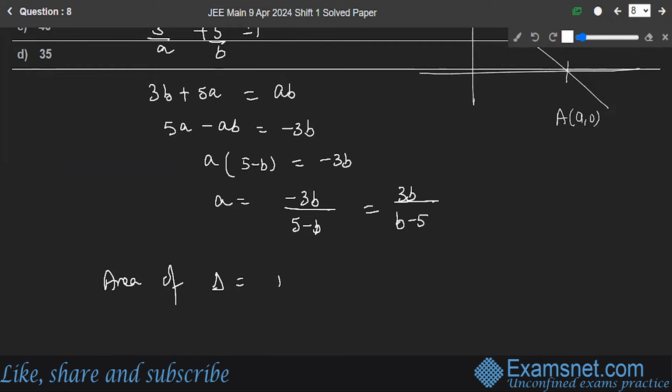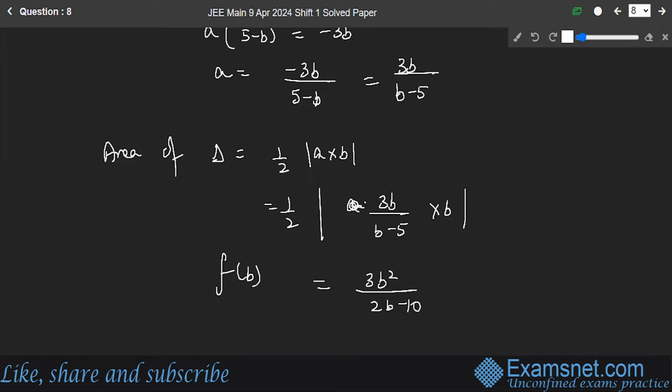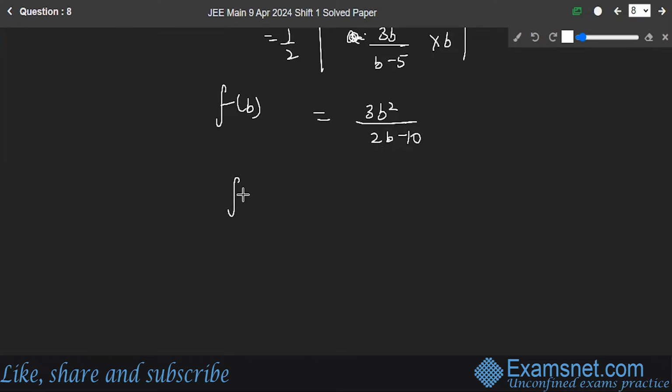Now, area of the triangle is half the cross product of a and b. So let it be A, which was equal to half into a into b, which will be given by 3b squared upon 2b minus 10. Let's say this is a function of b. So for the maximum or the minimum area, let's find out the derivative of it. The derivative will be equal to 0 actually. So let's find out the derivative of this.